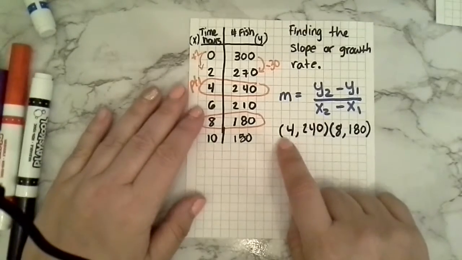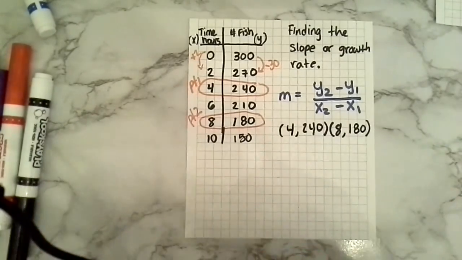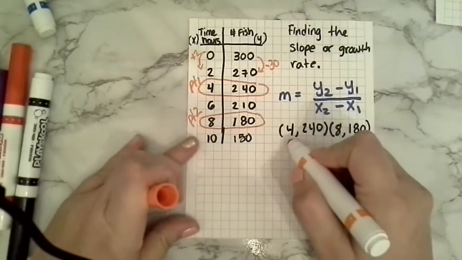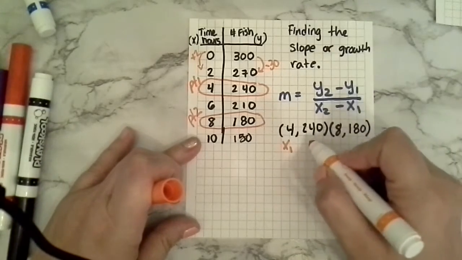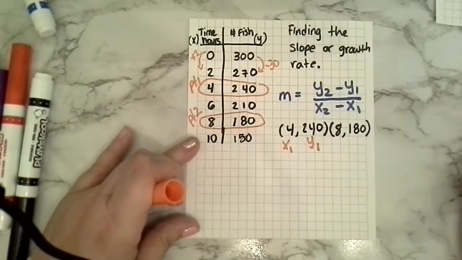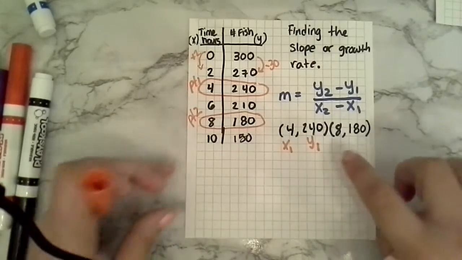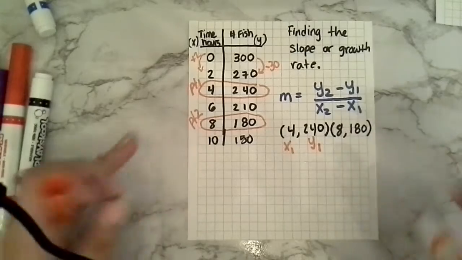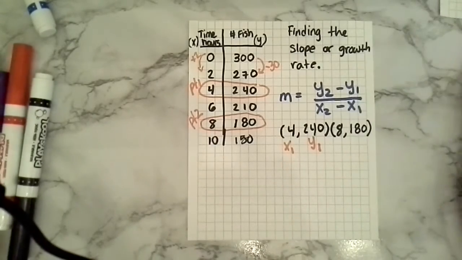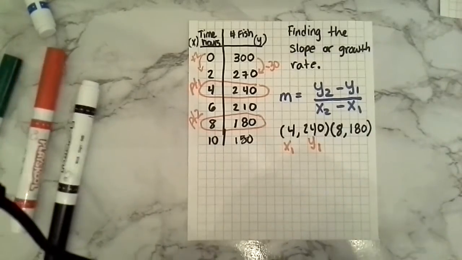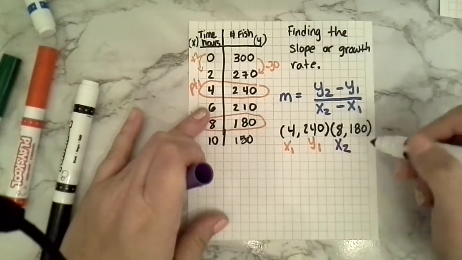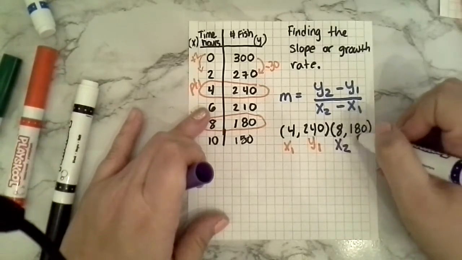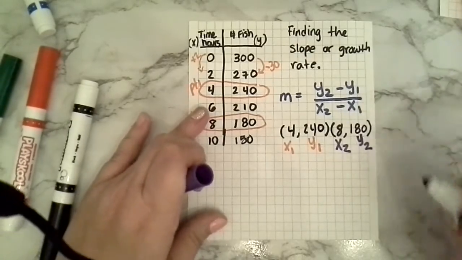Since this is my first point, the first point has the first x coordinate, so I'm going to call this x1. This has the first y coordinate, so I'm going to call that y1. This point here, I can use a different color, is my second point. So we'll have the second coordinate for x and the second coordinate for y.